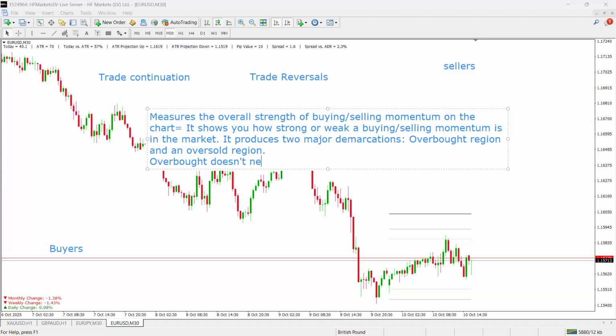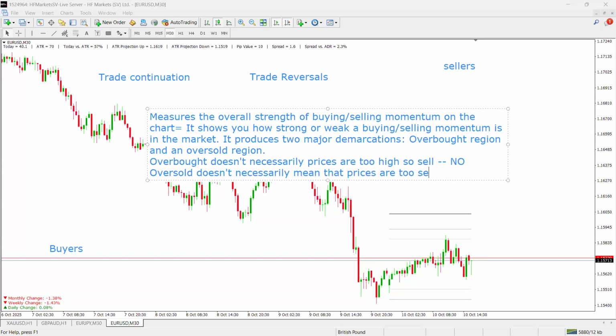Now, overbought doesn't necessarily mean prices are too high, so sell. No. Oversold also does not mean that prices are too low, so buy.